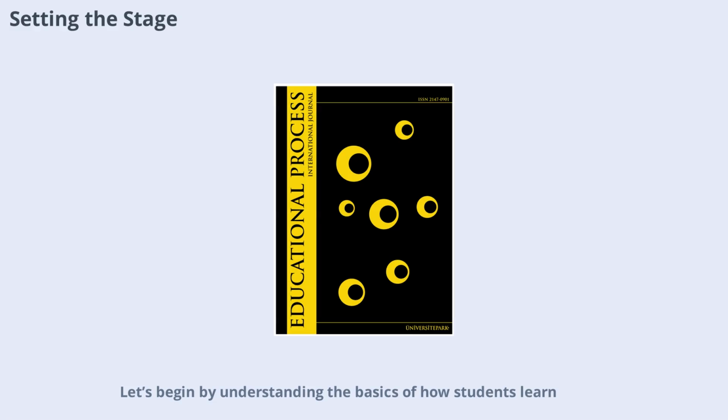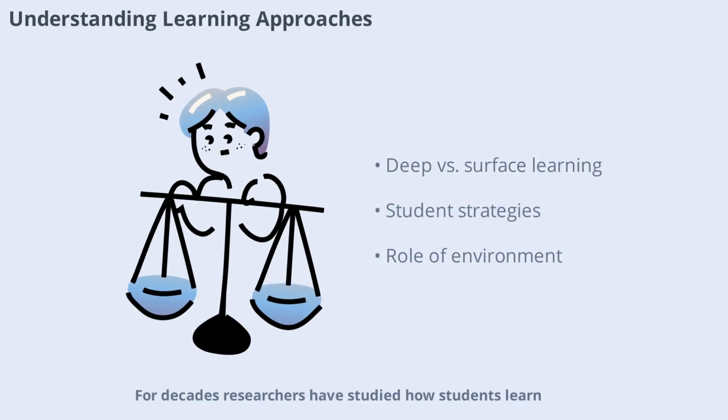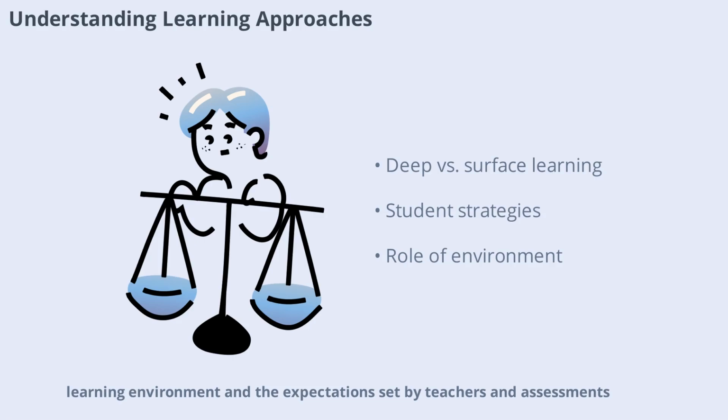Let's begin by understanding the basics of how students learn. For decades, researchers have studied how students learn and how universities can improve teaching. The theory of approaches to learning is central to this. It looks at the strategies students use, whether they aim to truly understand material or just memorize it for exams. These approaches are influenced by students' perceptions of their learning environment and the expectations set by teachers and assessments. Let's break down what these approaches mean and why they matter.